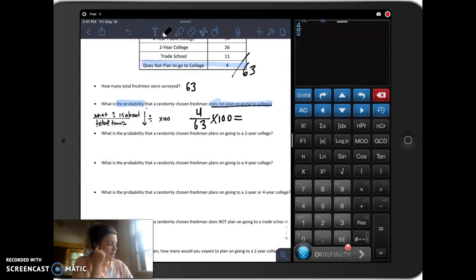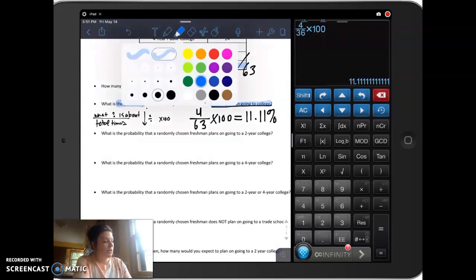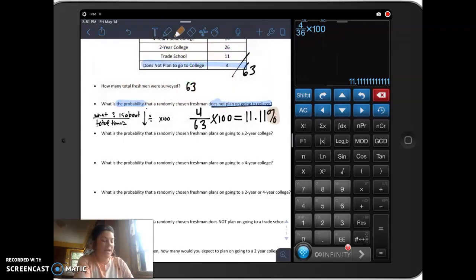So 4 divided by 63 times 100 and it's 11.11111. So we're going to round that to the nearest hundredth. Again, I'm not going to be super picky about how you round it, but I am going to be super picky. If you are finding the probability, you need to always write the percent symbol after your final answer. If you multiply by 100, it becomes a percent, and you need to write percent.